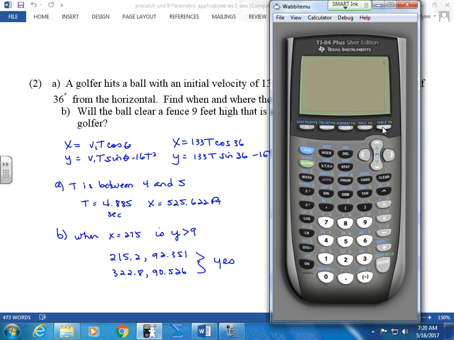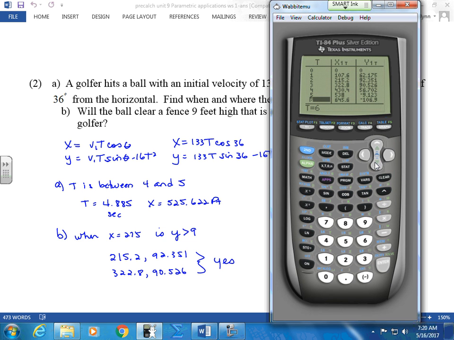And on my table, am I looking at my Y or my X to see it turn? Your Y. Don't forget your X is constantly increasing. It's horizontal. So if you start looking at your X to turn, it's not going to happen. That's the increasing one. Your time is your parametric one. That's the one that's going through your curve. And your Y, this is perfect. He hits the ground somewhere between 4 and 5 seconds. That's how long his ball is in the air.